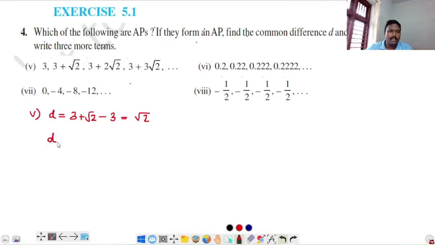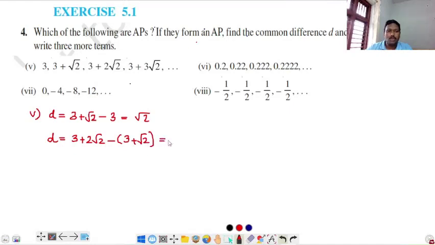Now you can find the common difference by taking A3 minus A2. What is A3? It is 3 plus 2 root 2, minus A2. What is A2 here? A2 is 3 plus root 2.